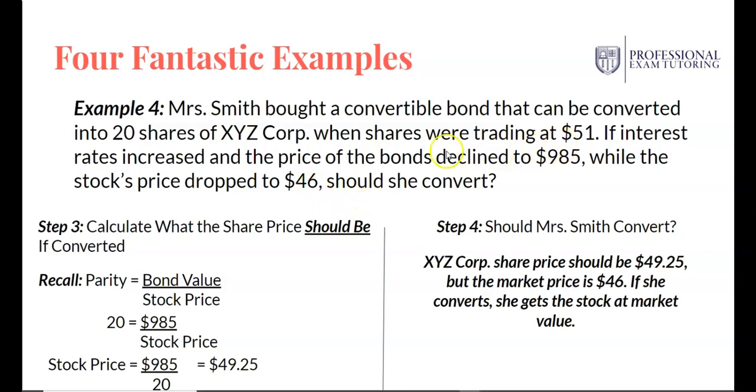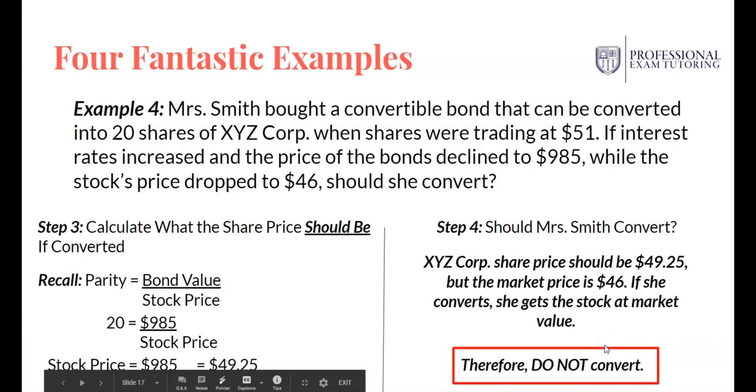So if these two values are not at parity, you could possibly stand to make a mistake if you convert. And that's what we see in this case. The stock price should be worth $49.25, but in fact it's trading at $46. So if she were to convert, she would end up getting less than it should be worth. Therefore, Mrs. Smith is not going to want to convert.